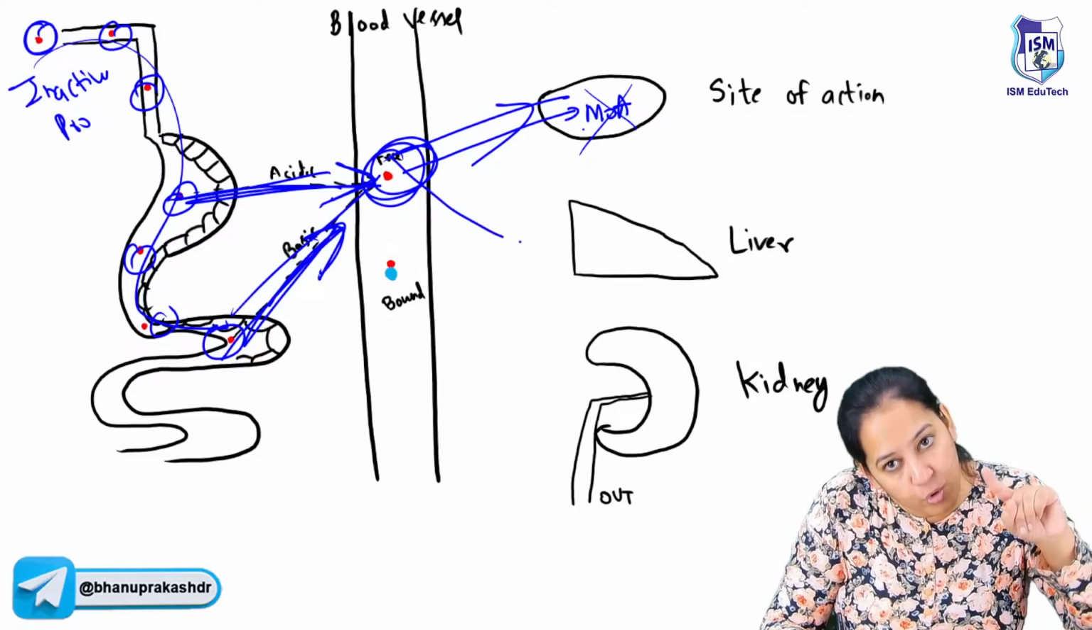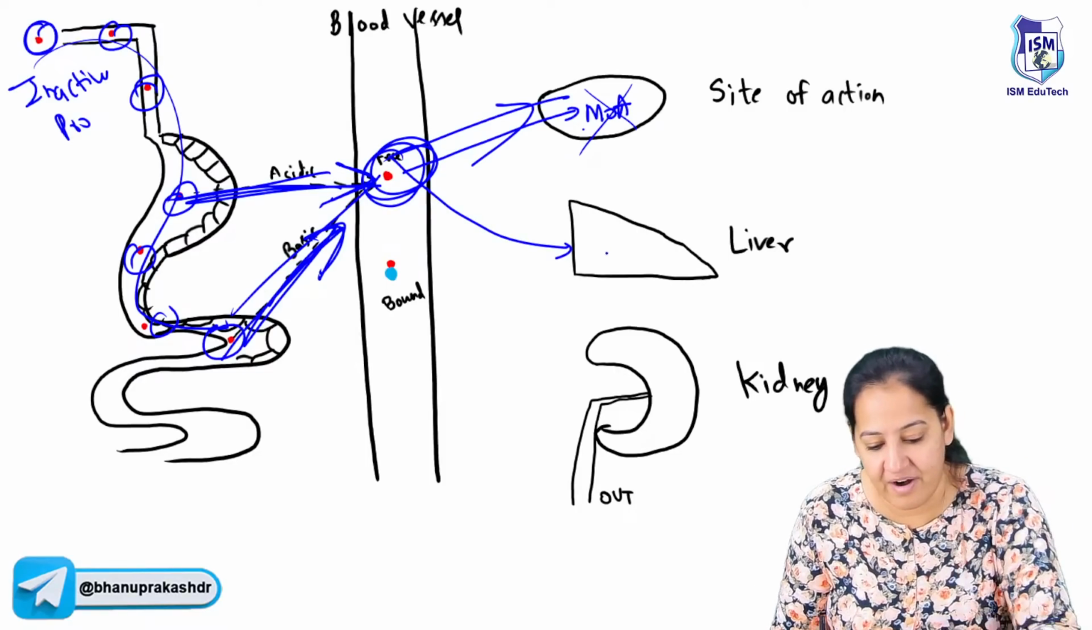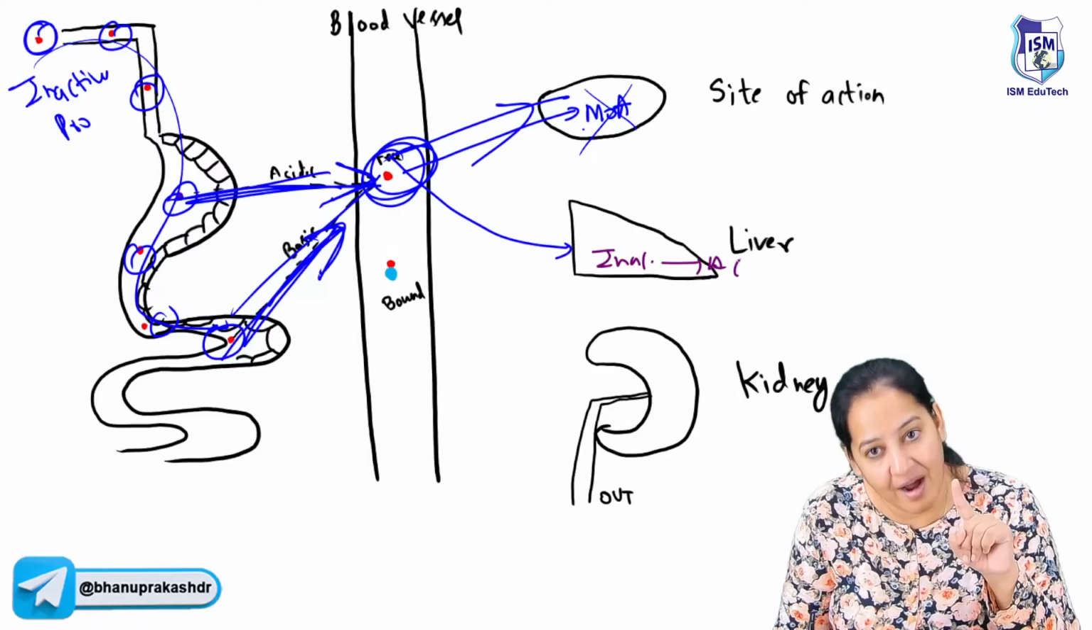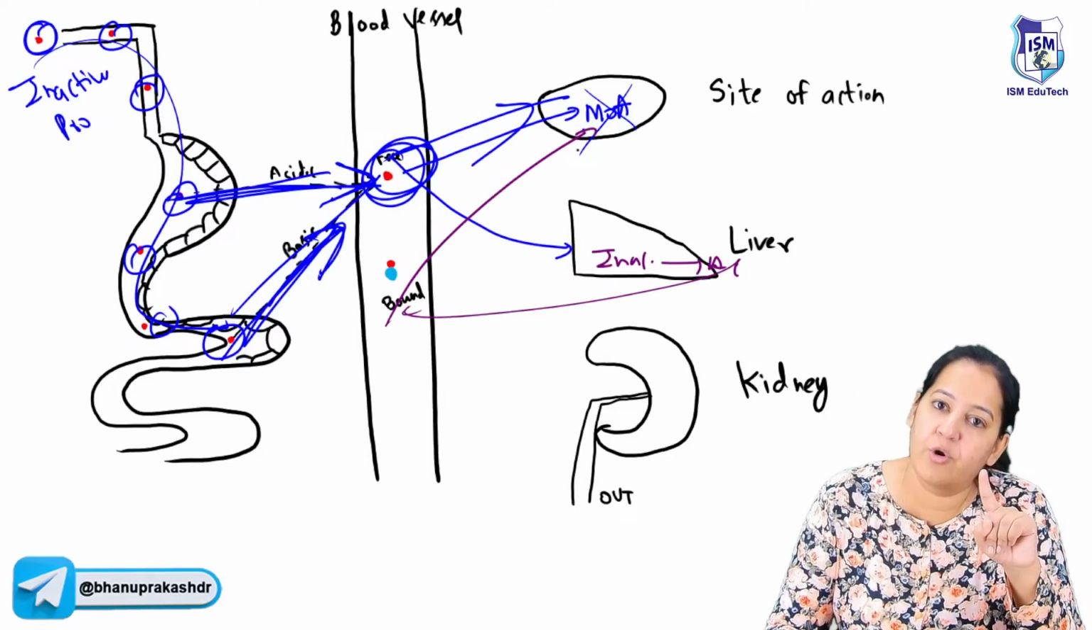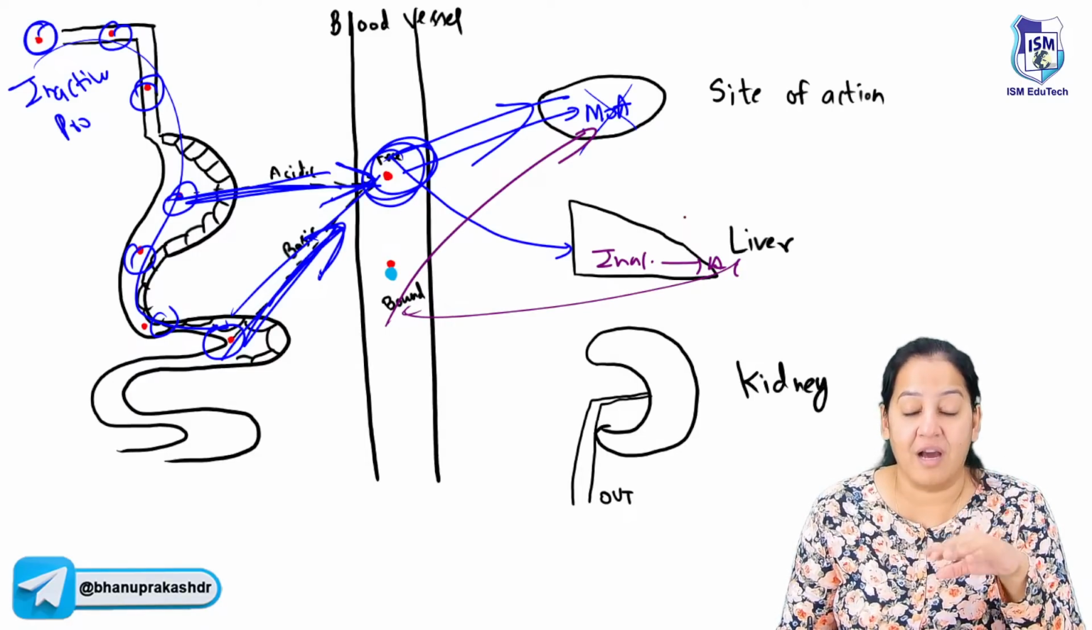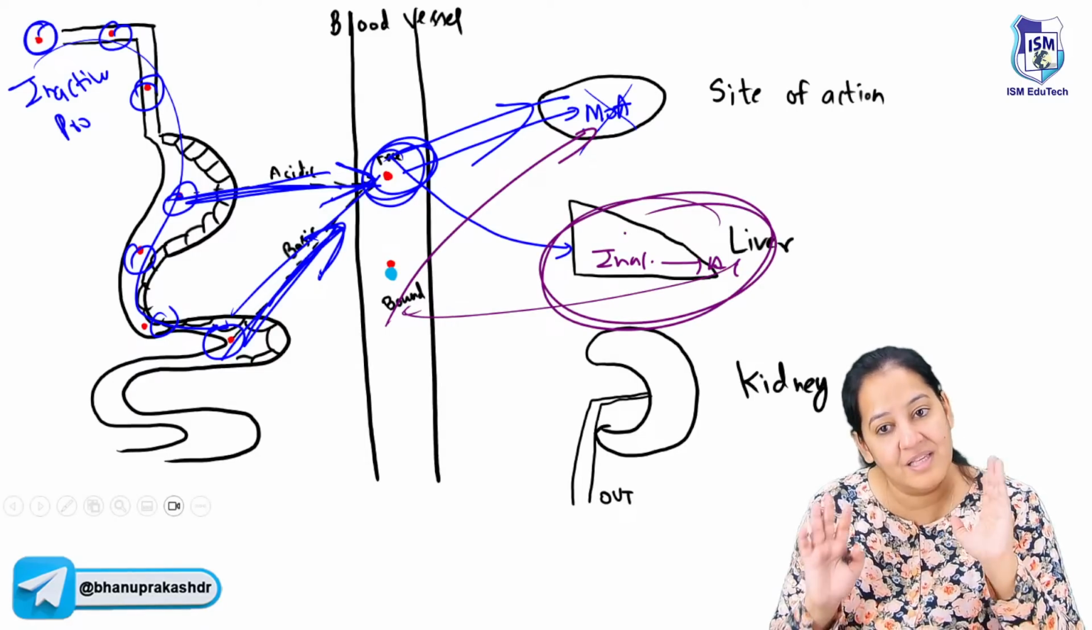So first they have to go to the liver. The liver converts them from inactive form to active form. Then they come back into the blood and now they will go to their site of action and show their action. So these drugs which are converted into active form in the liver are known as prodrugs.